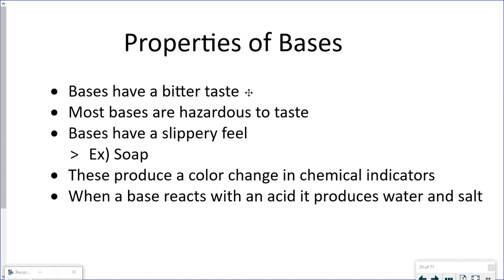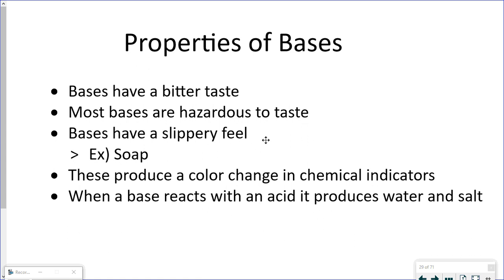Bases have more of a bitter taste. So you may think of milk as slightly basic. It can have a bitter taste to it. Most bases are actually hazardous to taste. A lot of our bases are going to be stuff like soap, bleach, any type of cleaner that you may use is going to be a base. So you may not have a lot of taste associations with these because you're not supposed to taste them.